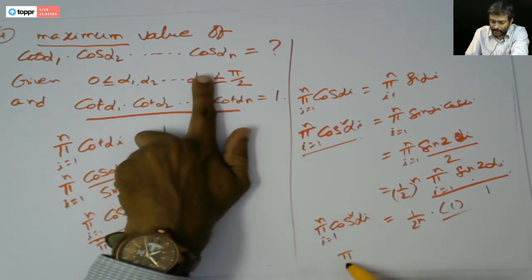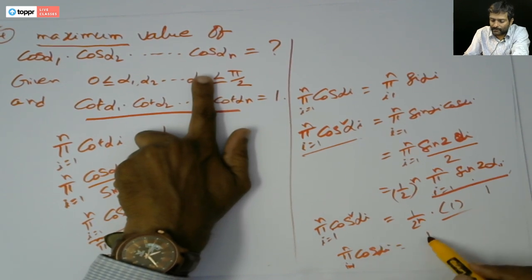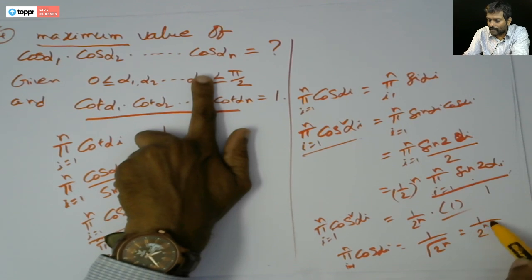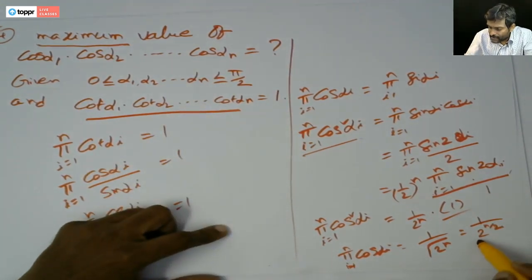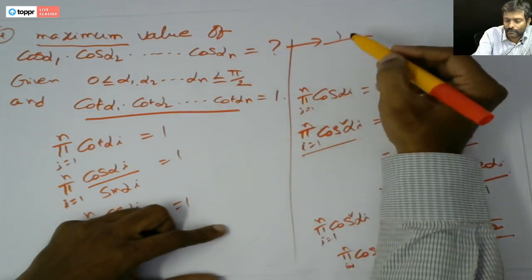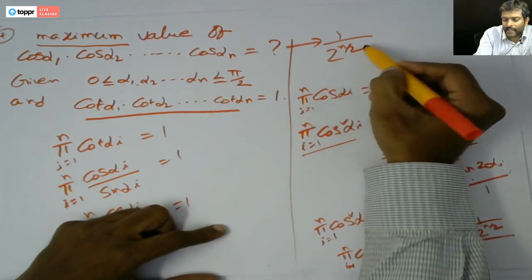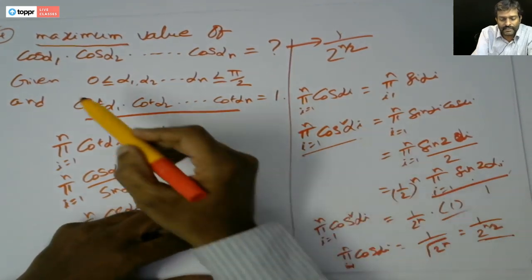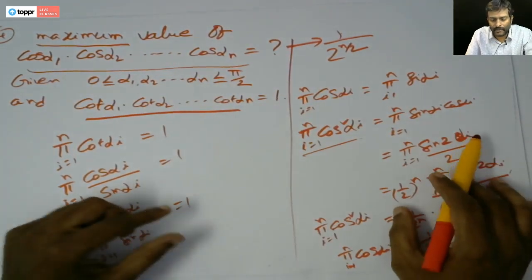So then what is it? The product of cos alpha I, with I running from 1 to n, is nothing but 1 by root of 2 power n, which is 1 by 2 power n by 2. This is the maximum value. So the maximum value of this product is 1 by 2 power n by 2.